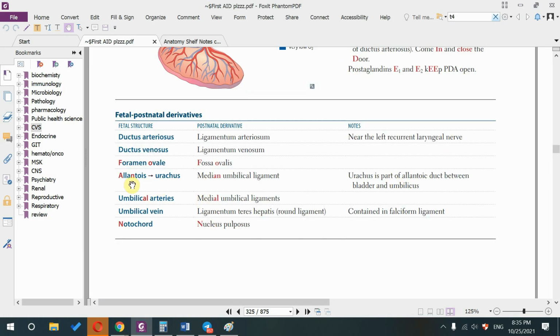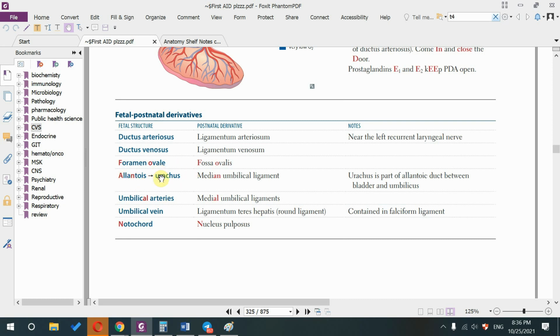Okay, so the next one is about the allantois. Maybe you remember I just showed you a section of the umbilical cord, and inside of it there were 2 umbilical arteries and 1 umbilical vein. And there was this allantois. I told you I will tell you about it later. It's actually more in reproductive, but I can tell you a little bit about it now. The allantois gives origin to something called the urachus.